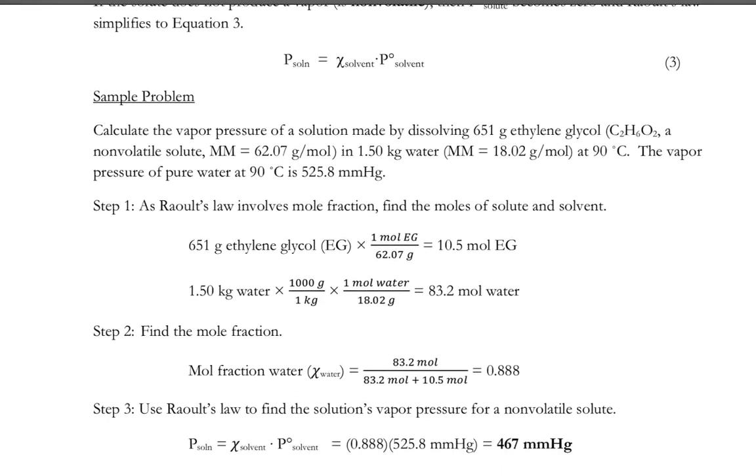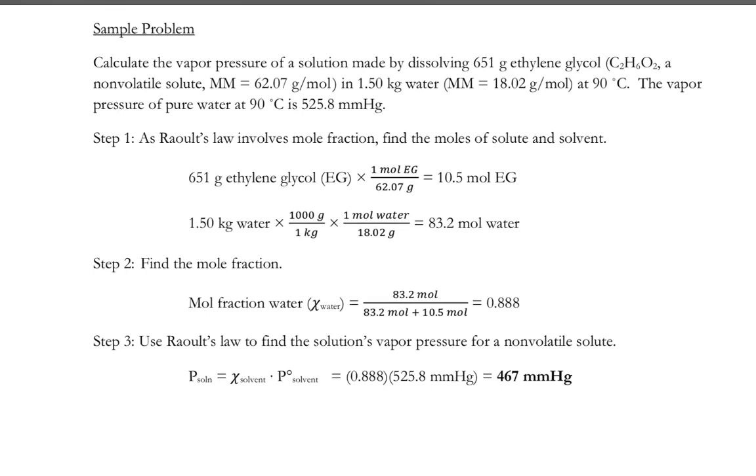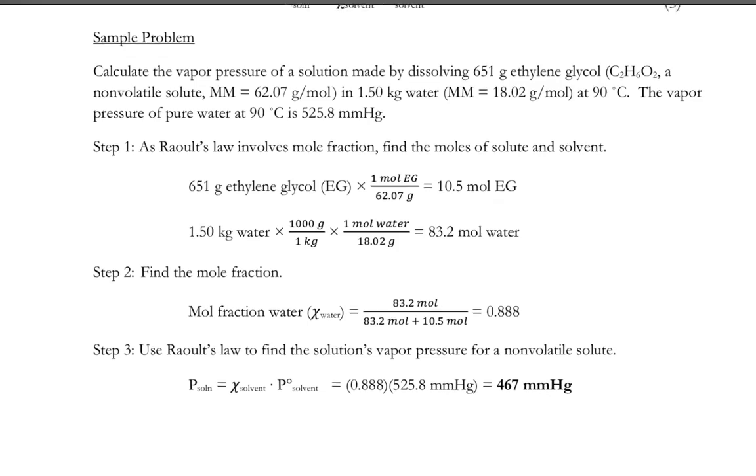So here's a sample problem. Calculate the vapor pressure of a solution made by dissolving 651 grams of ethylene glycol, C2H6O2, a non-volatile solute with a molar mass of 62.07 grams per mole, in 1.50 kilograms of water, where we're given the molar mass of water to be 18.02 grams per mole at 90 degrees Celsius. The vapor pressure of pure water at 90 degrees Celsius is 525.8 millimeters of mercury.